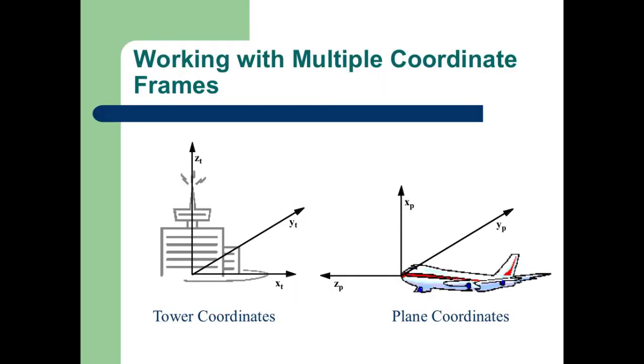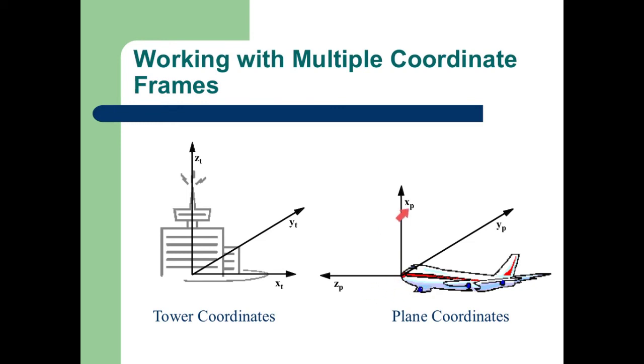So just a couple more things to talk about. It's often the case when we're working in robotics that we will be working with multiple coordinate frames simultaneously. So in this example, we have tower coordinates, which I've given a subscript T to. So we have the X, Y, and Z orientation of tower coordinates, and we can check to make sure that's a right-hand coordinate frame. It looks pretty good to me.